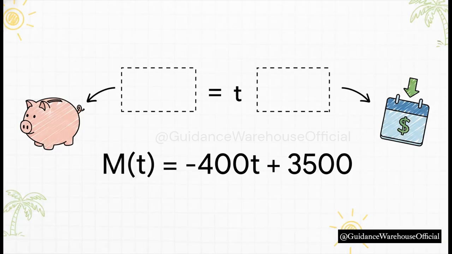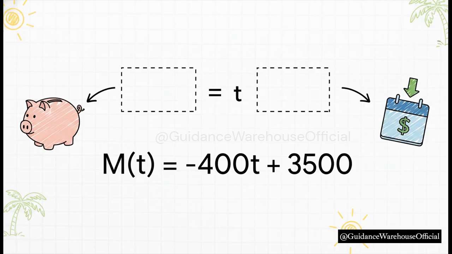And just like that, we plug our values into the blueprint. The amount of money, m, after t weeks is negative 400 times the number of weeks plus that initial 3,500. This simple little equation now holds the entire story of her summer finances.